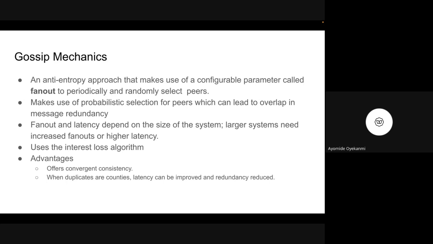But essentially, latency is how much time it takes from the time I start this gossip protocol or gossip algorithm to my system reaching convergence. And the bigger the system is, the bigger the cluster is, the longer that takes. I hope that's clear.